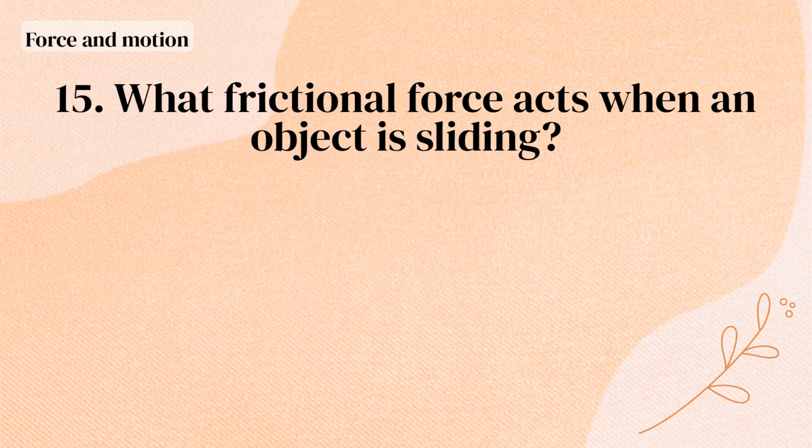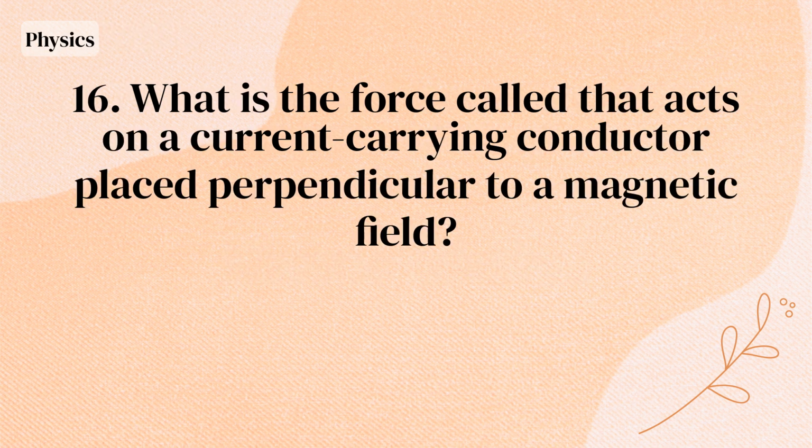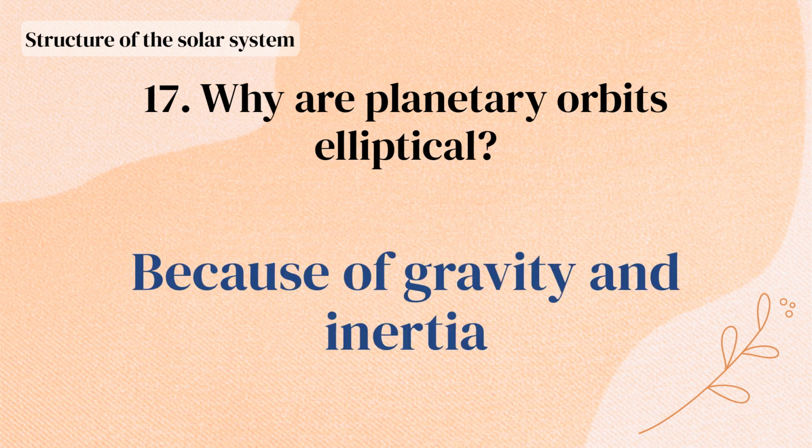L waves. What frictional force acts when an object is sliding? Kinetic friction. What is the force called that acts on a current-carrying conductor placed perpendicular to a magnetic field? Valanga force. Why are planetary orbits elliptical? Because of gravity and inertia.